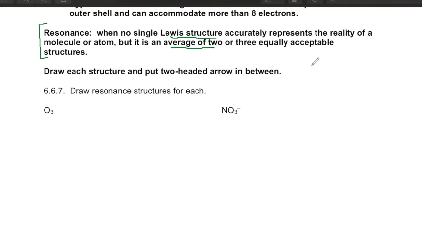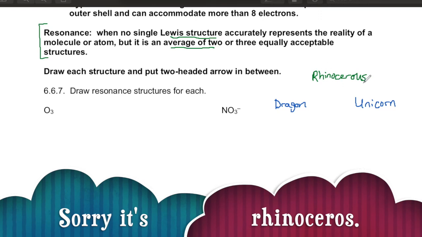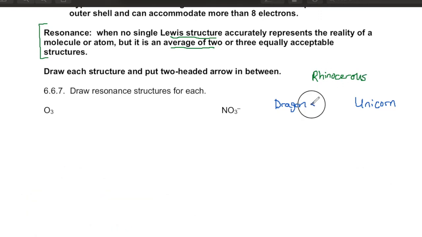And one story that I read about this was about a Middle Ages traveler who saw a rhinoceros for the first time. And he came back and described the rhinoceros to his friends as a cross between a dragon and a unicorn, or something between a dragon and a unicorn, because the rhinoceros had very thick skin, powerful legs like a dragon, and yet it had a horn like a unicorn.